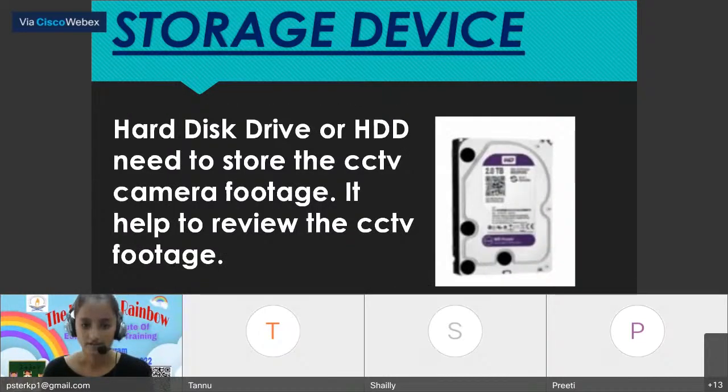Next, storage device. Hard disk drive or HDD is needed to store the CCTV camera footage. It helps to review the CCTV footage.